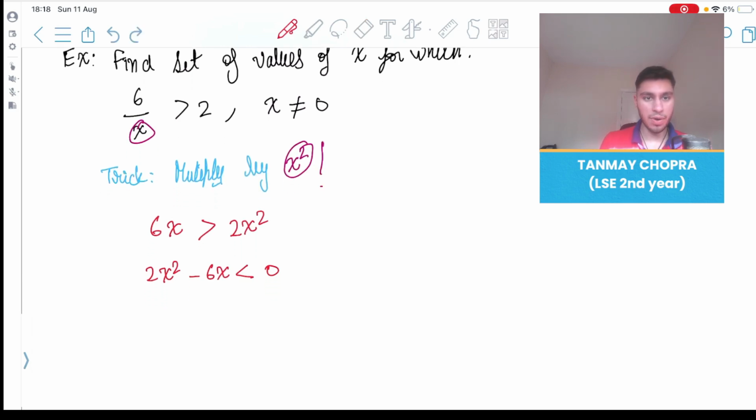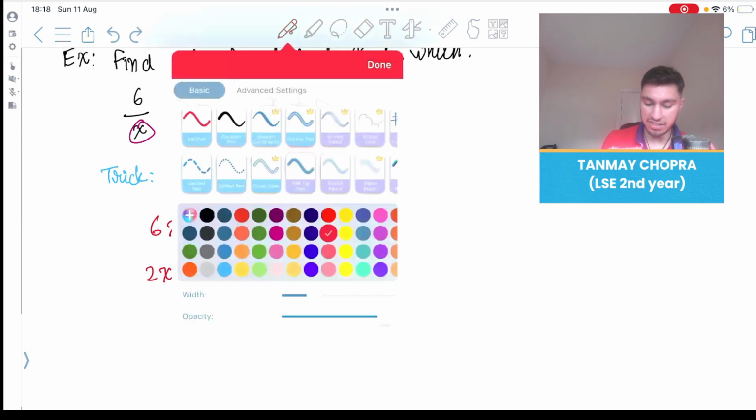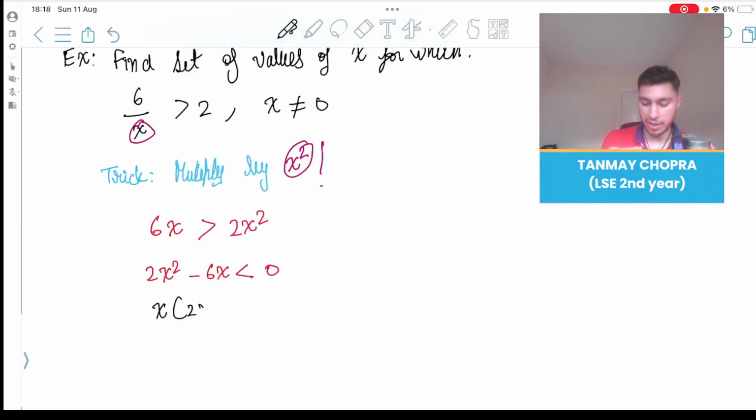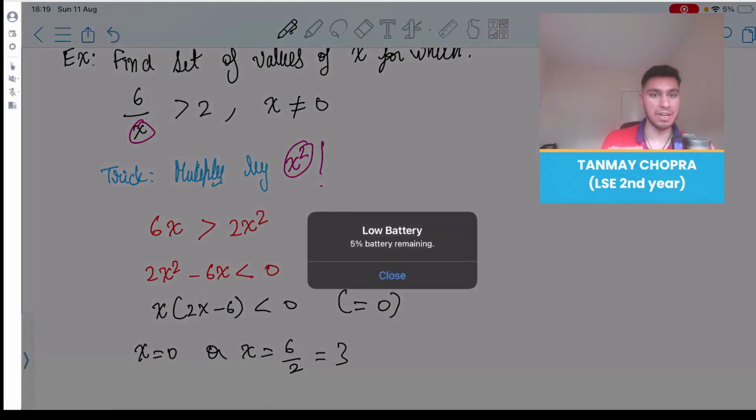So what am I going to do now? I can find my critical values, which in this case is actually very trivial. I'm just going to factor out x. That gives me 2x minus 6 is smaller than 0. So my critical values are x equals 0 or x equals 6 over 2, which is equal to 3, right? And implicitly, I have said this equal to 0.